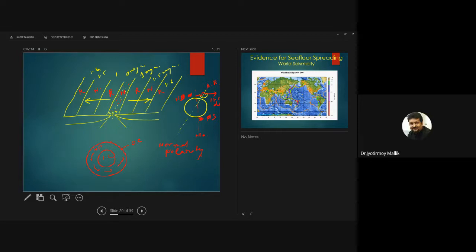Now, the more important part is that such reversal is recorded in the ocean floor. This is under the sea, right? So what people have done, they take vessels or boats, and then sample from these rocks, and then they date them with radiometric dating.